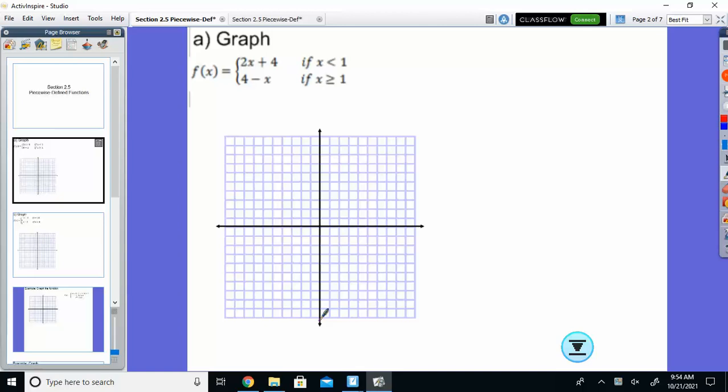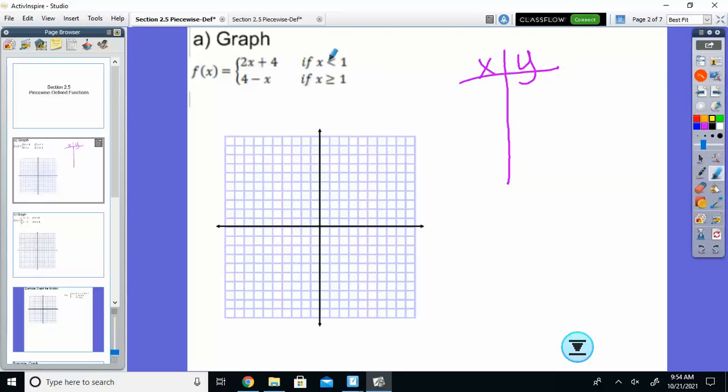When we do that, probably the easiest option is just to make T-charts. And basically we will do a T-chart for each piece. So if your piecewise has 3 pieces, we'll do 3 T-charts. This example has 2 pieces, so I will do 2 T-charts. All right? We will set that up. You're always going to have a condition, and it tells you when you use each piece.